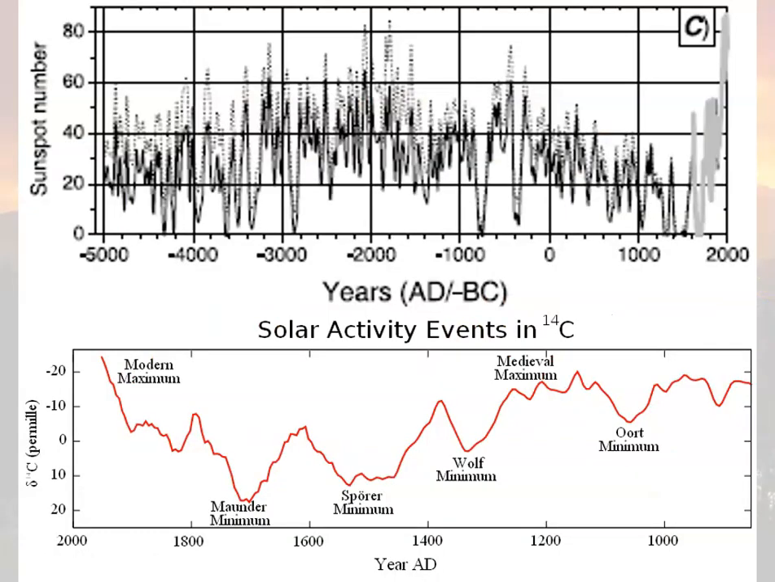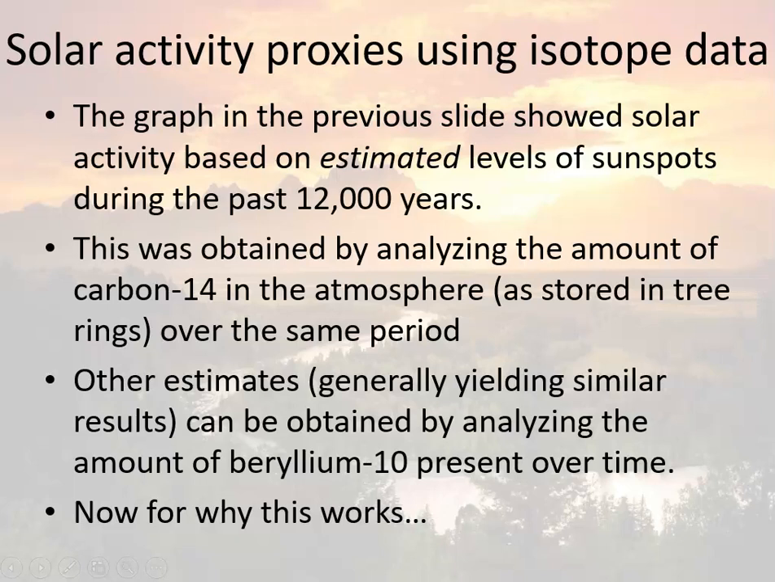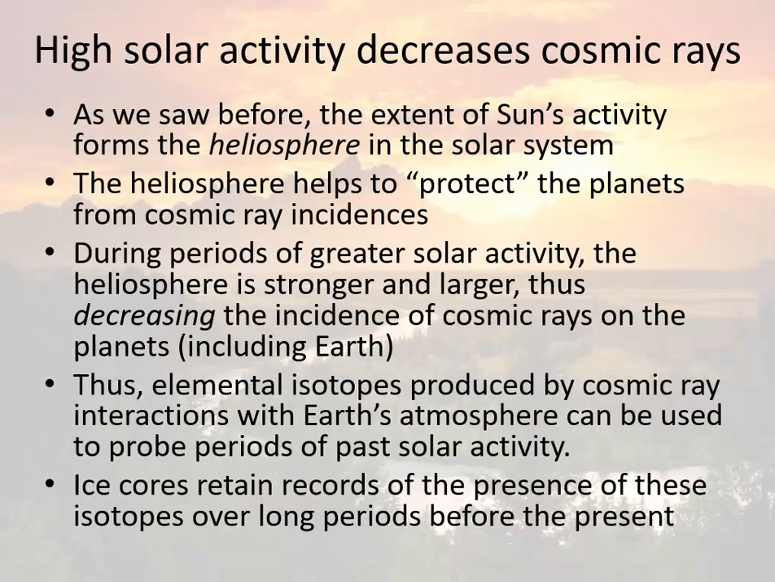Now, how do we figure this stuff out? And you can see this kind of again right here. We use what we call proxies, and there are a number of proxies that we can use. Carbon-14 and beryllium-10 are particularly good proxies. The reason that this works is because when our sun is very active, that ends up making the heliosphere itself quite strong, and it's able to repel cosmic rays that come from various high-energy events in our galaxy.